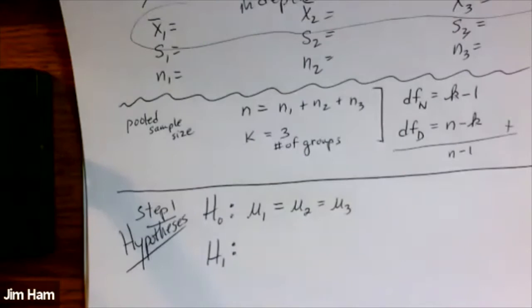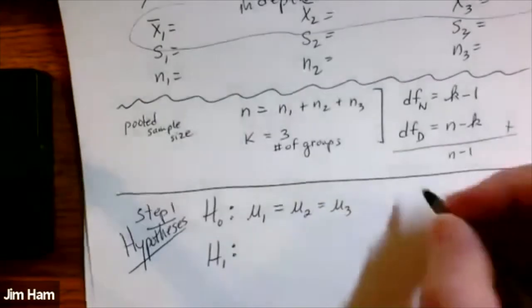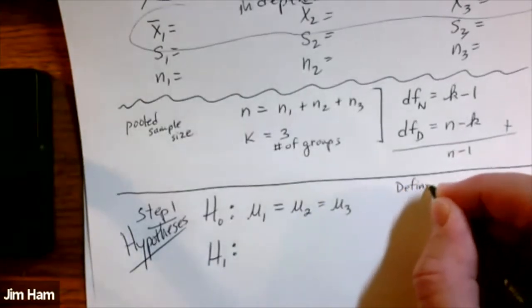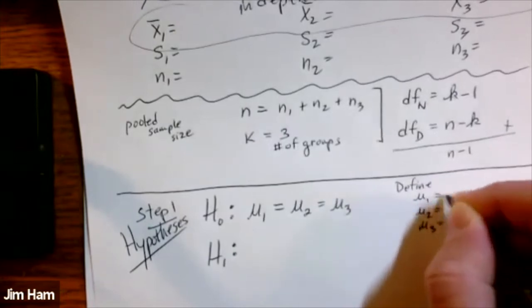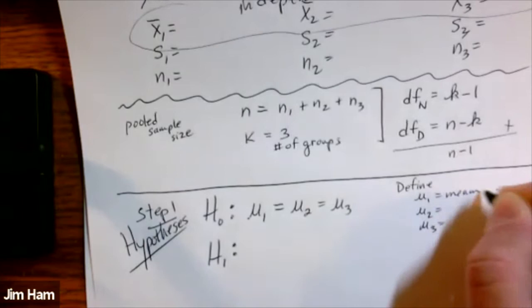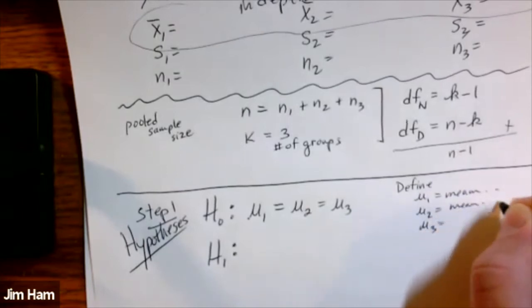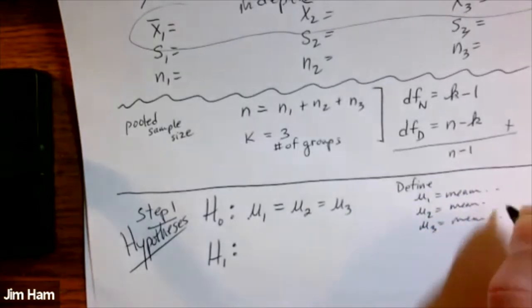If you had 4 different groups, you would have to tack on to the end of the null hypothesis here equals mu4. And you certainly want to define the 3 groups. And you'll start these off with the mean, because they're all means.